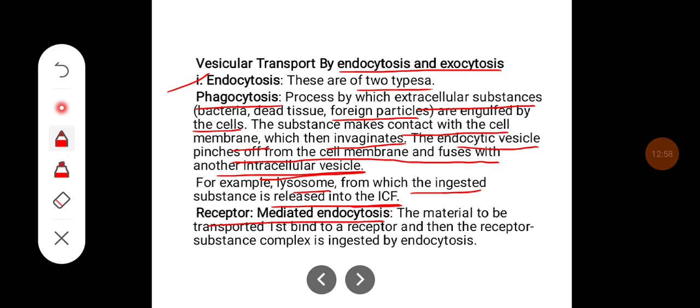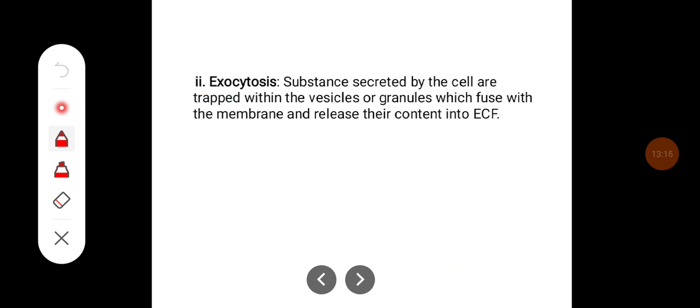There can be receptor mediated endocytosis, where the material to be transported first binds to the receptor and then the receptor substance complex is ingested by endocytosis. Now, the example for receptor mediated endocytosis is clathrin mediated endocytosis. Exocytosis occurs when substances secreted by the cell are trapped within the vesicles or granules, which fuse with the membrane and then release their contents into the extracellular fluid.